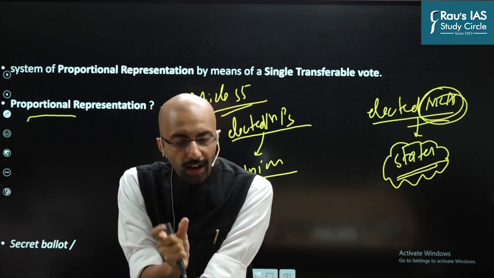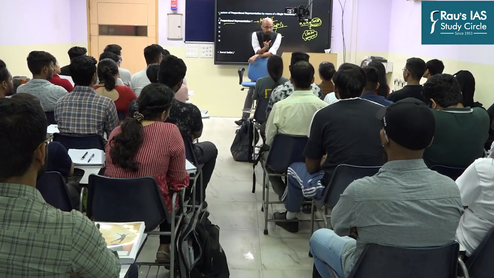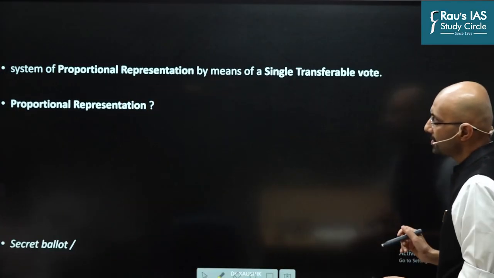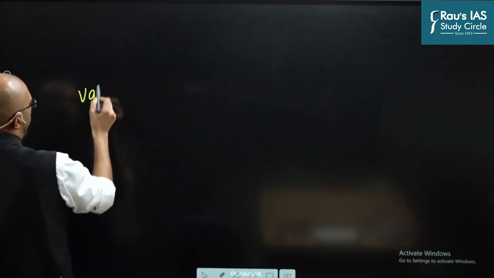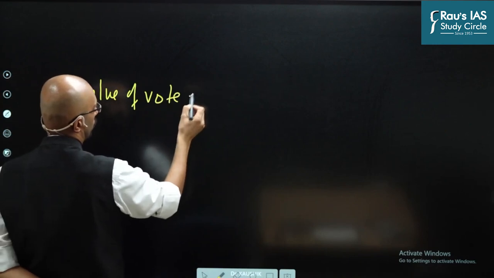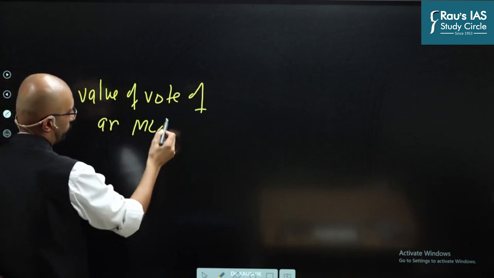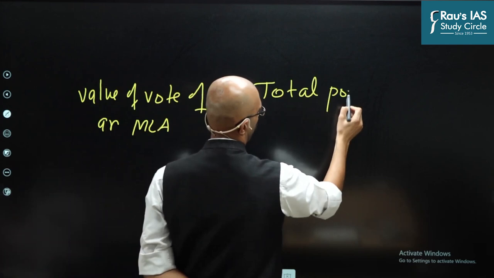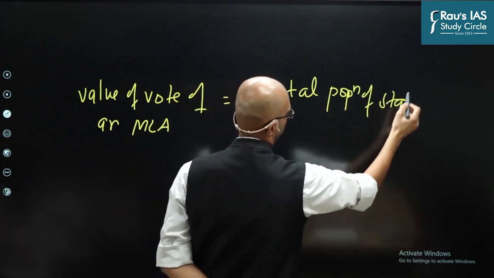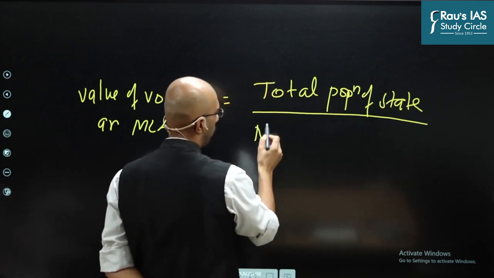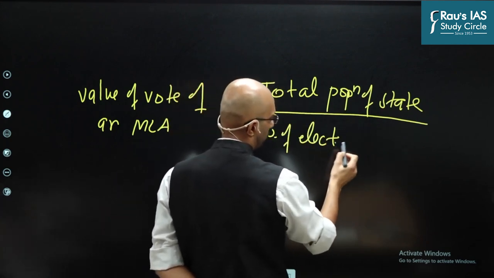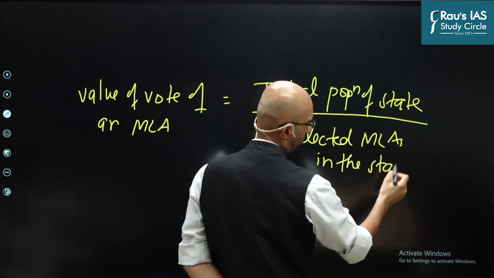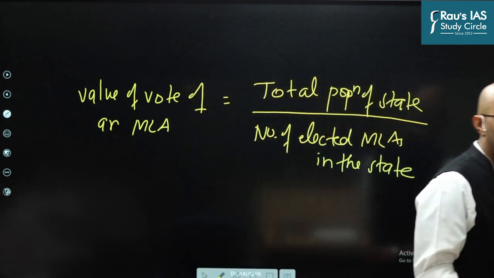So we decide the value of the vote of every MLA, and for that there is a formula given in our constitution. And this formula UPSC can ask in the prelims exam or the main exam. What is the formula? Let me write here: value of vote of an MLA is equal to total population of the state divided by number of elected MLAs in that state. Simple.